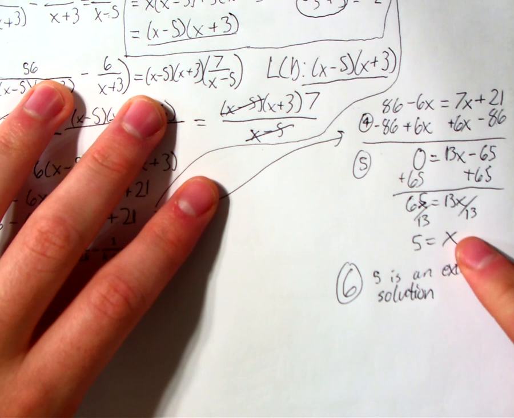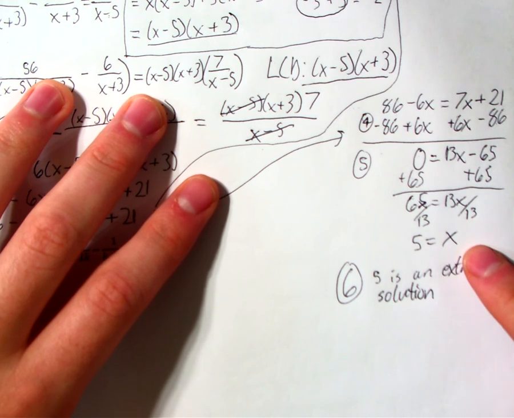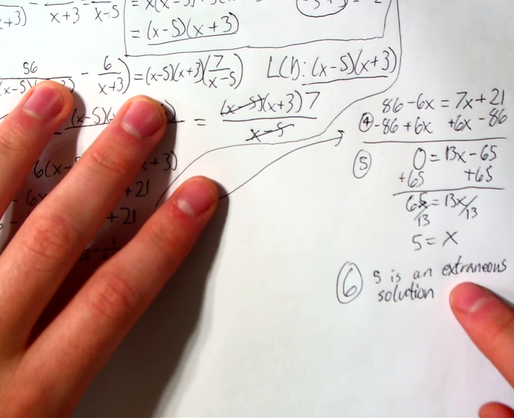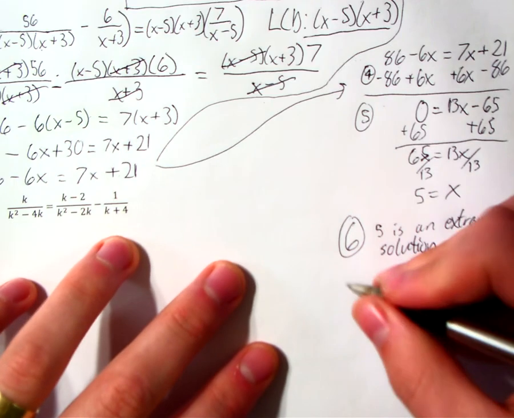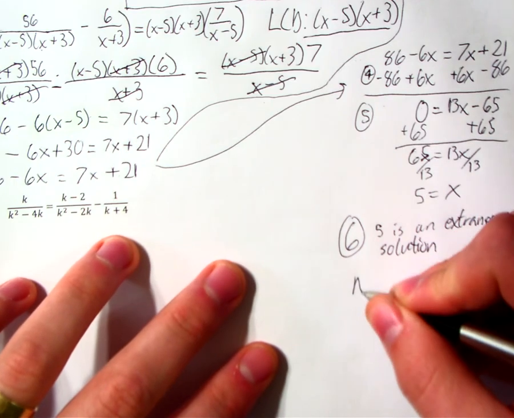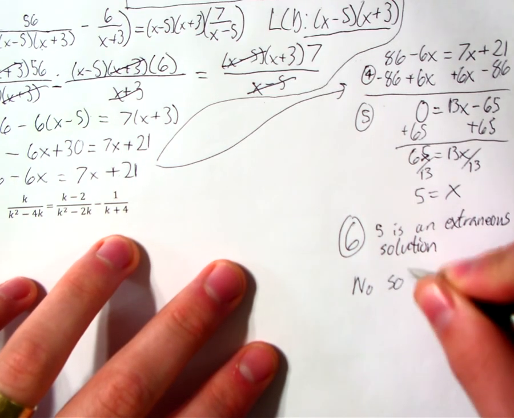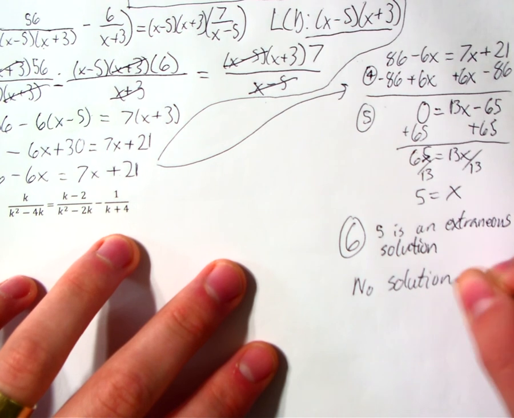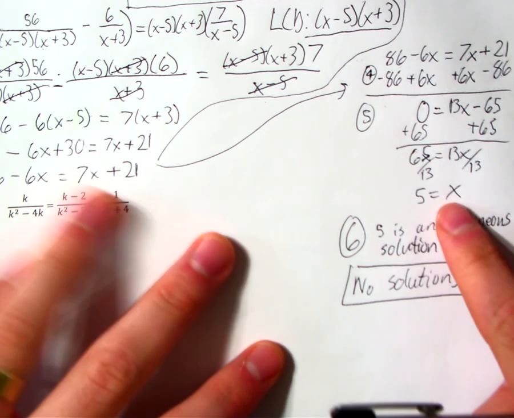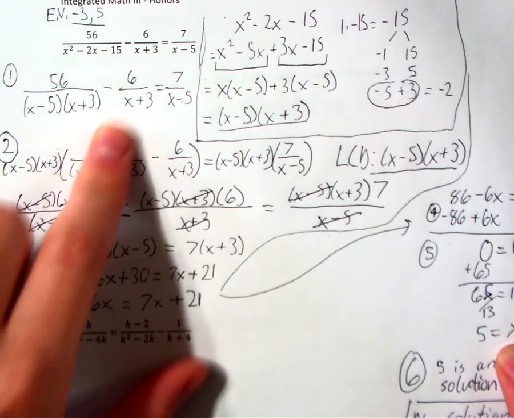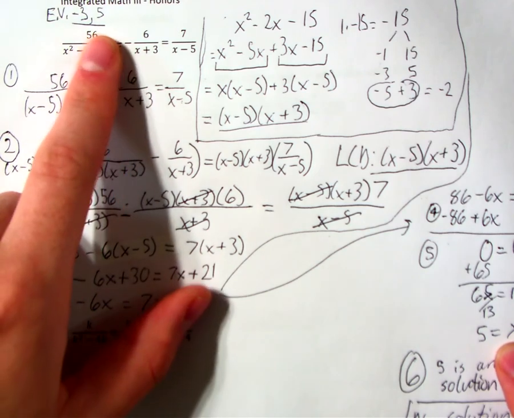So what happens when my only solution to the problem is an extraneous one? Well, in that case, since that's not really a solution, I have to say there are no solutions. No solutions to this problem. Because my only solution that I found was extraneous. It didn't actually work for my original equation because it was an excluded value.